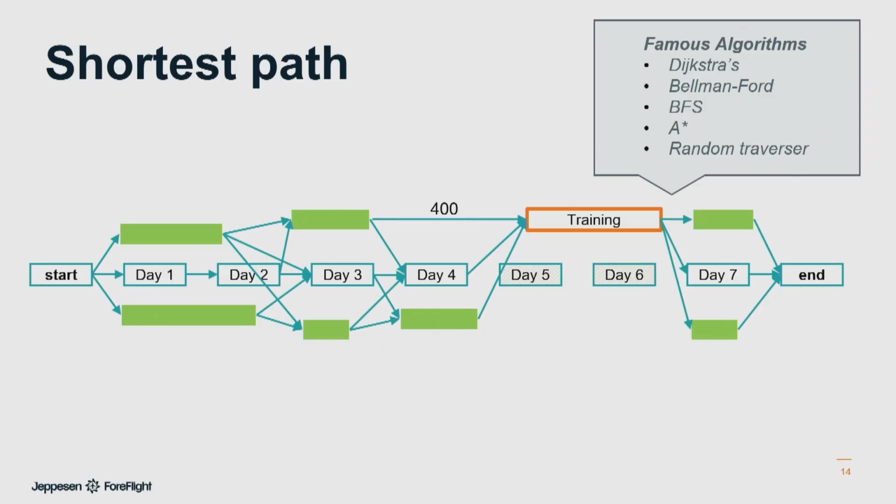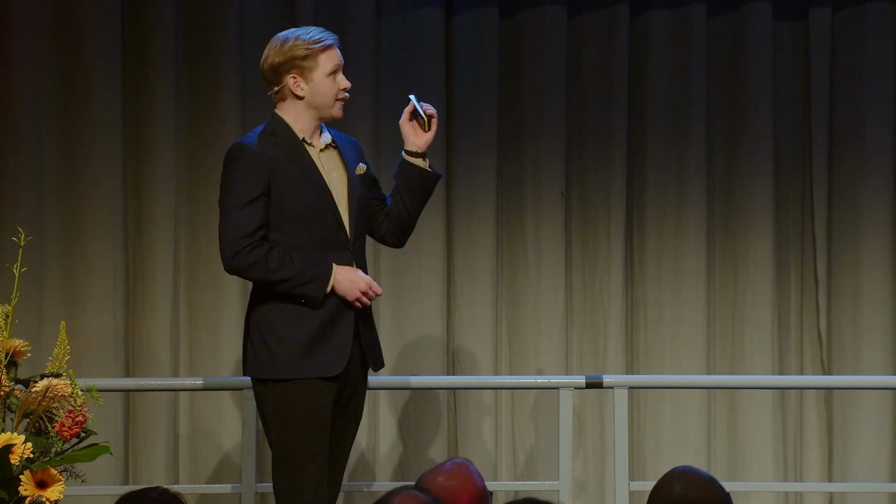I'm sure you recognize some of them. So we have Dijkstra's, Bellman-Ford, breadth first search, A-star, and then my favorite, the random traverser. And this is basically going to one node, randomly picking which node to go to next. And we do this until we reach the end of the graph, not caring about cost or constraint at all. And this is what we would like to see how AI could improve.